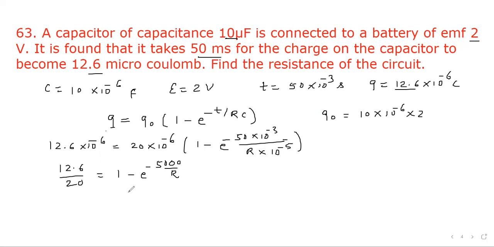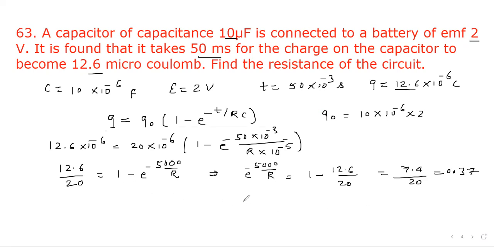So we can simplify it. E to the power minus 5000 divided by R equal to 1 minus 12.6 divided by 20. So it will be equal to 20 minus 12.6, it's 7.4 divided by 20. So this will be equal to 0.37.